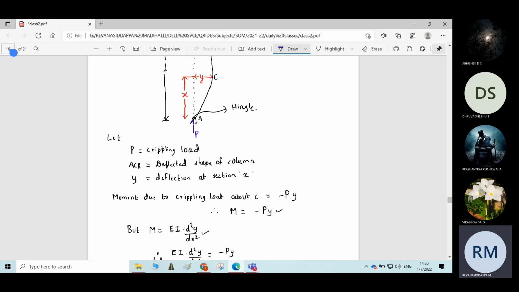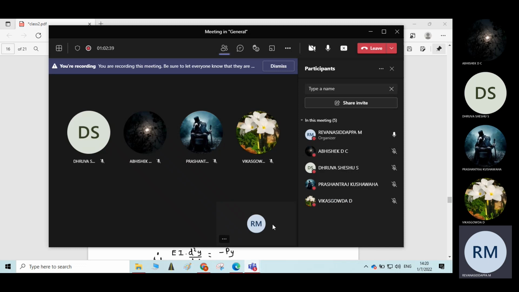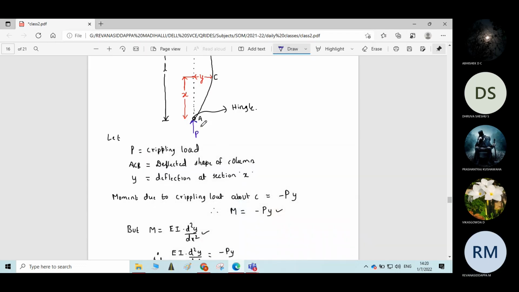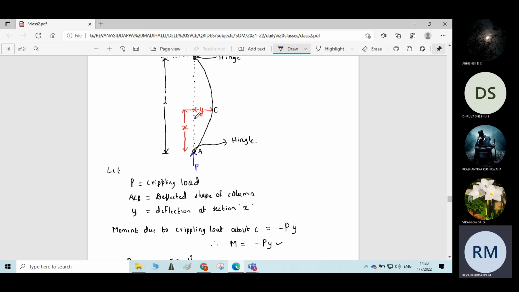What is the value of y at point A? Anyone? Please pay attention. At a distance x, y has some value. But when x equals 0, which means at point A, there is no deflection, it is 0. So this is what is called a boundary condition.